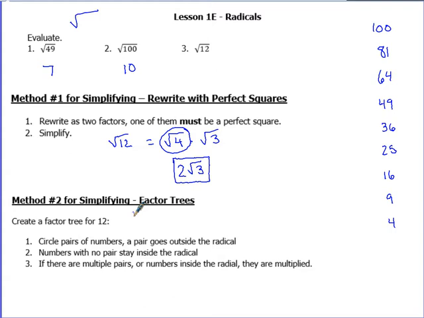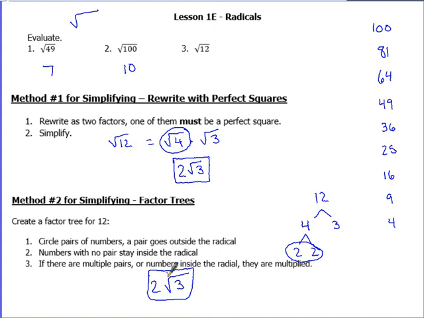Alright, so that's the first method. The second method is to use something called a factor tree. So that's where I'm going to take the number 12 and I'm just going to divide it by something. Okay, I know I can divide 12 by 4, so it would be 4 times 3. And I know I can divide 4 by 2, so it's 2 times 2. And there's nothing I can divide 3 by except for itself. So my factor tree is finished, and now I'm going to look for pairs. I have a pair of 2's, so that means in my final answer, 2 goes outside the radical. And then whatever is left over, so over here I have a 3, 3 goes inside the radical.